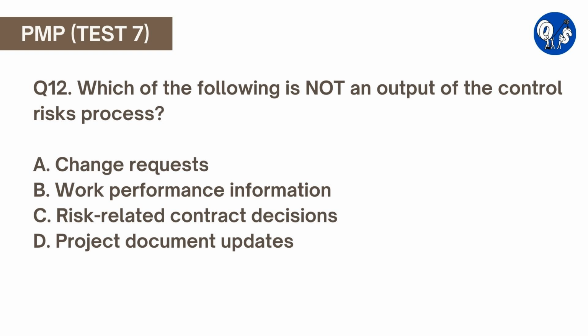Question number 12. Which of the following is not an output of the control risks process? A. Change requests. B. Work performance information. C. Risk related contract decisions. D. Project document updates. Here option C is correct. Risk related contract decisions is not an output of the control risks process. Change requests, work performance information and project document updates are all outputs of the control risks process.